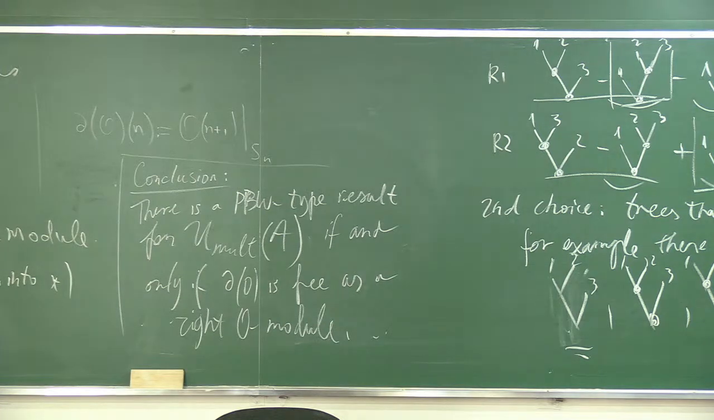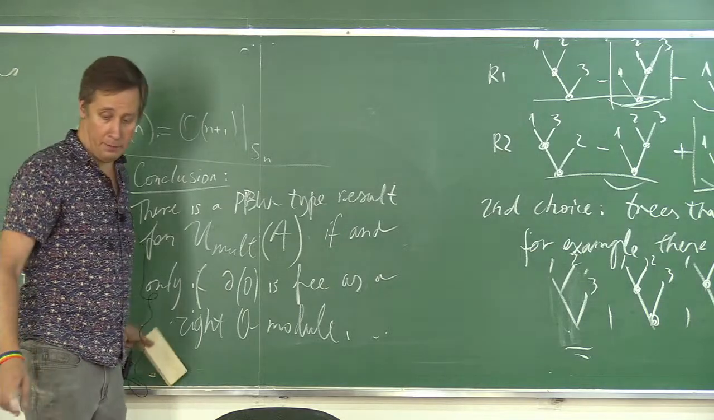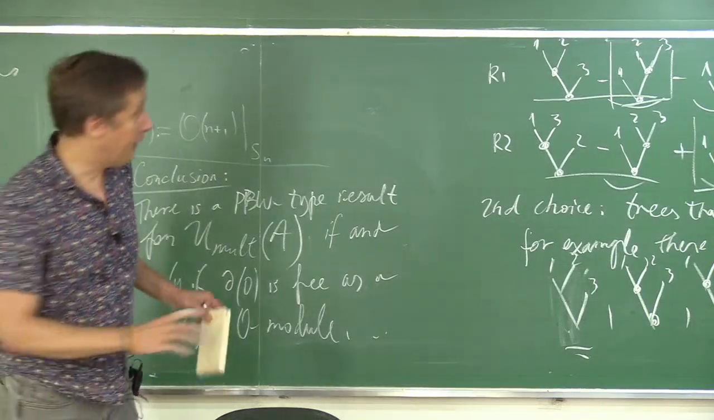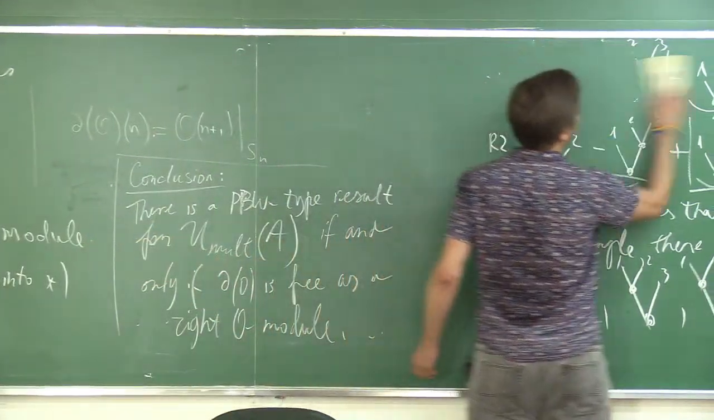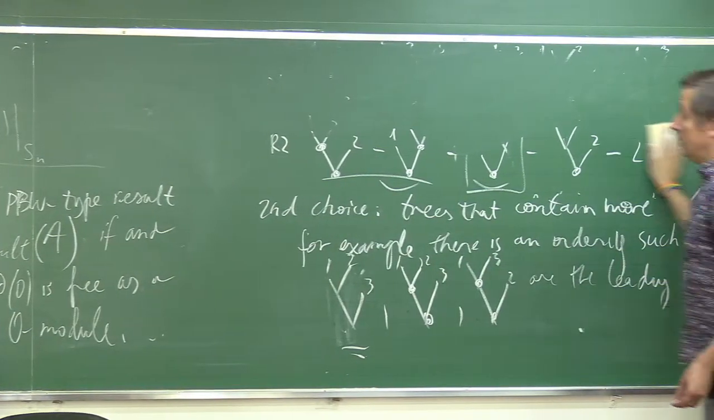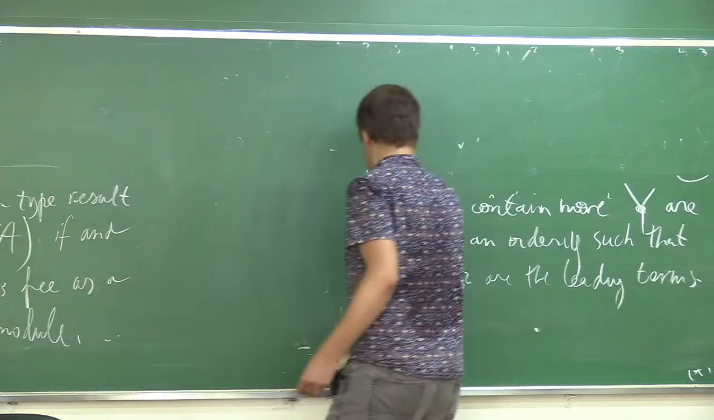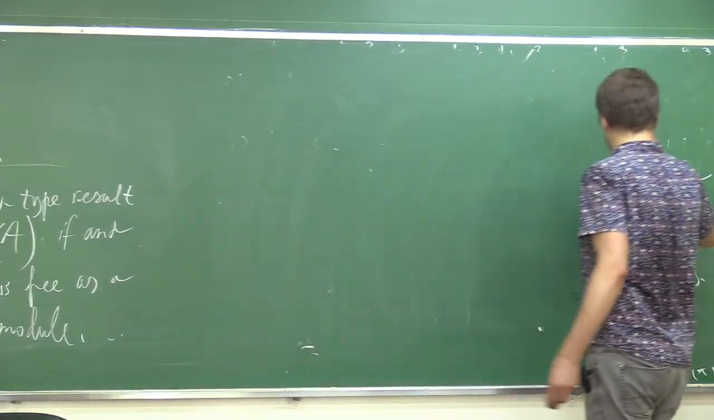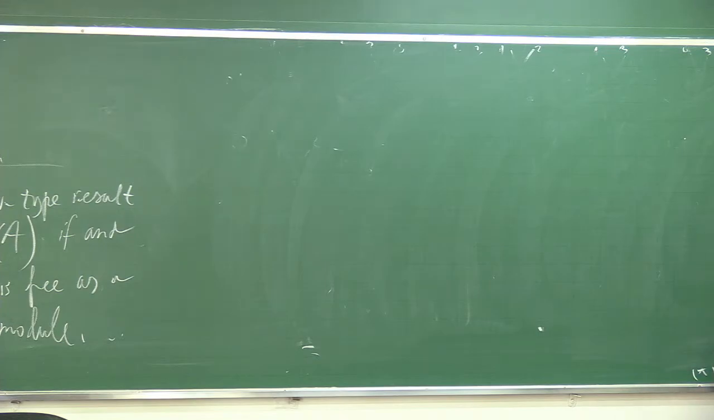Now, in the remaining 2 minutes, let me just tell you how to check that. Because D of O is no longer an operad, so what exactly is the Grobner-Shirshov type machinery we can apply?